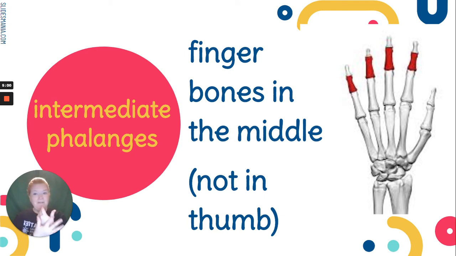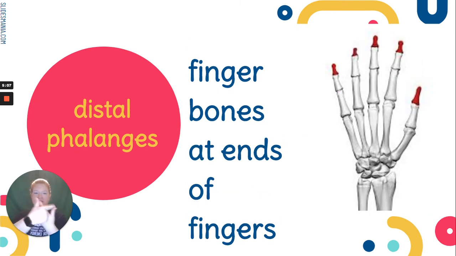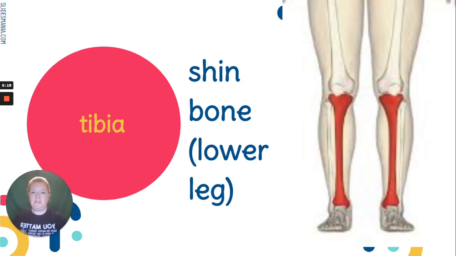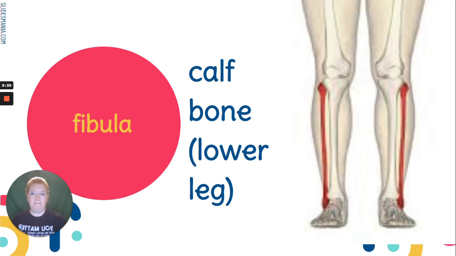There's not one in your thumb. Okay, the intermediate phalanges, those are in the middle. And then we have the distal phalanges in all of them, including the thumb, and that's the finger bone at the end, furthest from the wrist. We have your patella, which is your kneecap. Your tibia, that's your larger lower leg bone, and it's in your shin area. Your calf bone, and that's a much smaller bone, is the fibula.